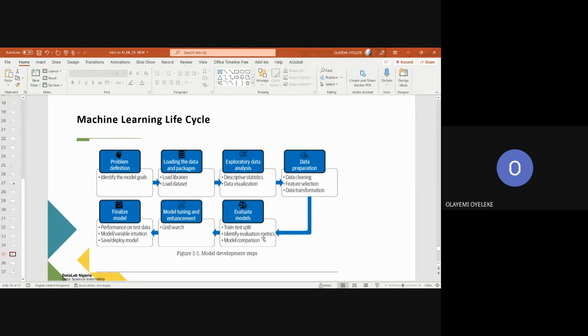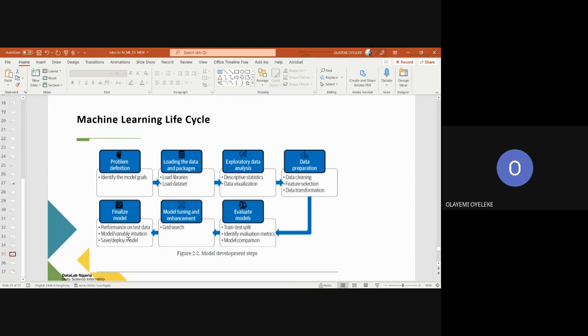Then you identify your evaluation metrics in line with your model goals, which you set before you set out on the project at this first stage. You make sure your evaluation metrics align with your model goals, or your business goals, or the goal for this project. Then you do model comparison, that is if you are training multiple models on that data. Then from there, you can decide to enhance the model using some techniques like research. Then finally, you can get your final model and you can now test that final model on your test data.